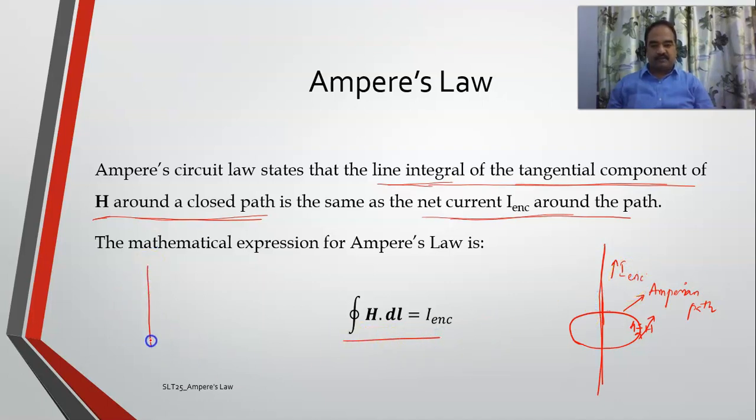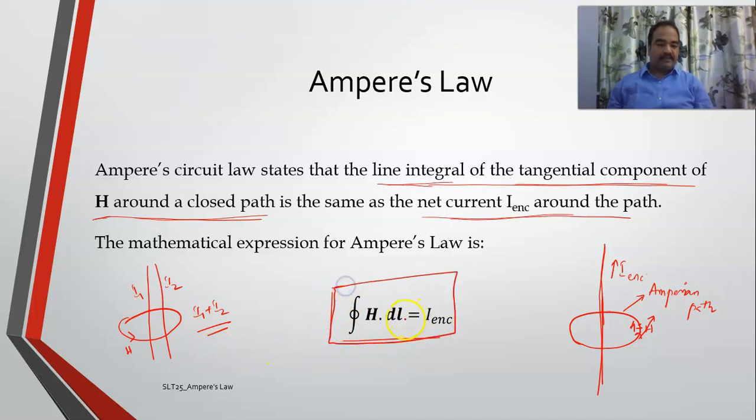Now let us suppose there are two currents, I1 and I2. So in this case, it is equal to I1 plus I2. Okay. So this is the statement of Ampere's law. The line integral of the tangential component of H around a closed path is equal to the current enclosed by the path.